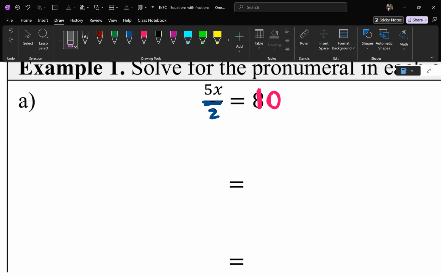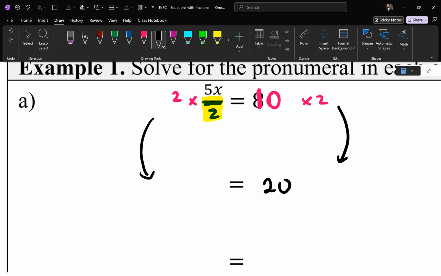So then I say, well, get rid of the fraction. This is divide by 2, so the opposite of divide 2 is? Times by 2. So if you times this side by 2, whatever you do to one side, you must do to the other. Times this side by 2. So let's work it out. 10 times 2 gives you? 20. Double of 10 gives you 20.